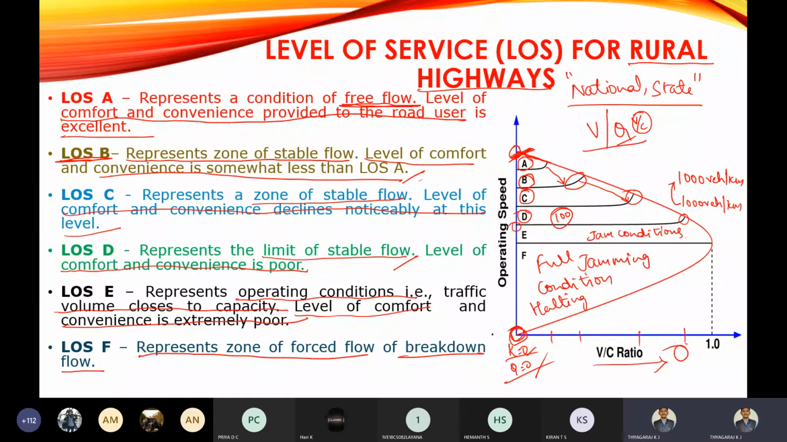This is the concept behind level of service. For rural highways, we are going to see 6 levels of service, with level of service A being the free flow, with comfort and convenience.